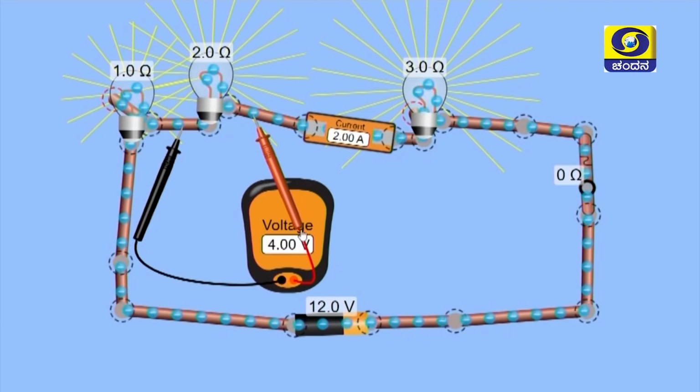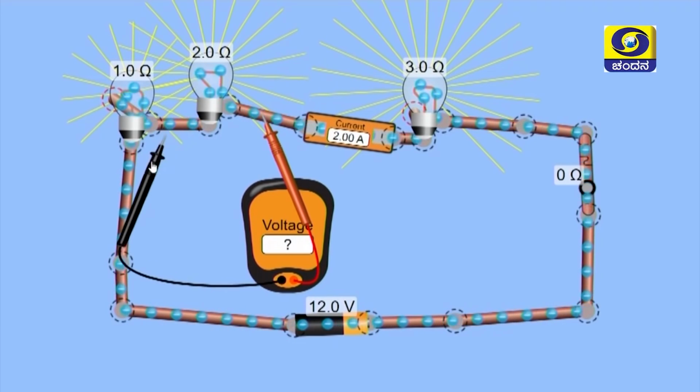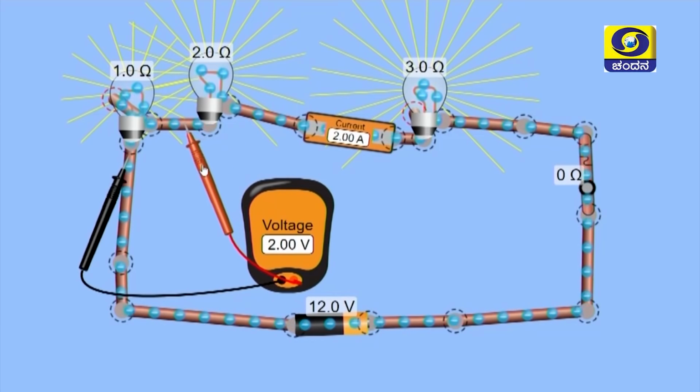How? As you can see, the ammeter shows 2 ampere and the resistance is 2 ohm. So V is equal to IR, that means I, the current, is 2 ampere and the resistance is 2 ohm, that is 2 into 2, the potential difference is equal to 4 volt. So this is how Ohm's law gives us the potential differences at the ends of a resistor. Now what do you think will be the value of the potential difference at the end of the 3 ohm resistor?